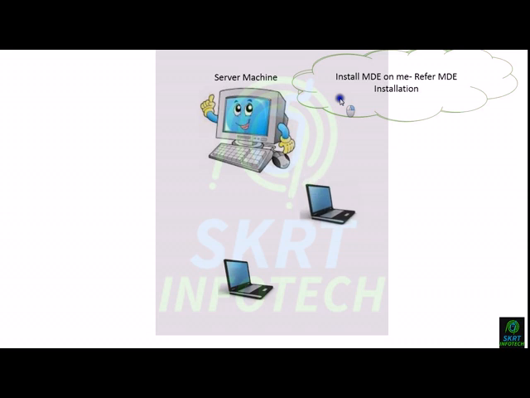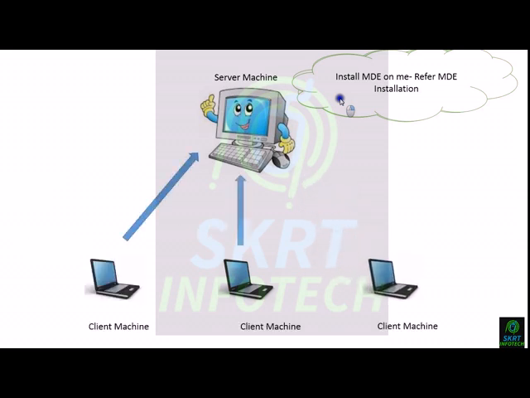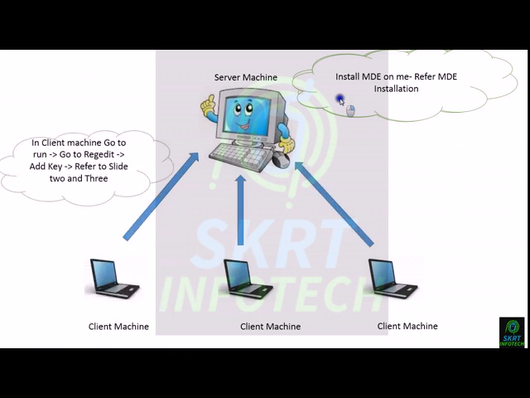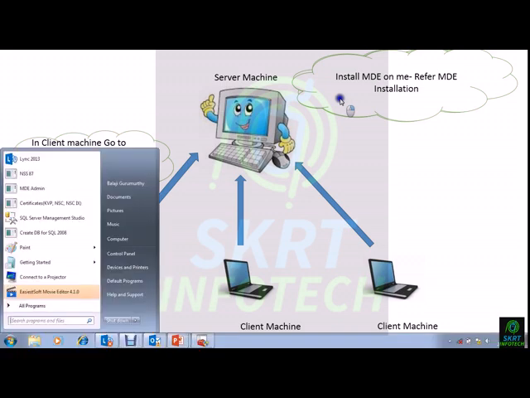Now we go to the client machine settings. The client machines are connected to the server machine, and in the client machine you have to do the following steps. In the server machine, we are changing the server management configuration, and in the client machine we are making a change in the registry edit to tunnel the connection to the server machine. How do we change the reg edit? That I'll show you now.